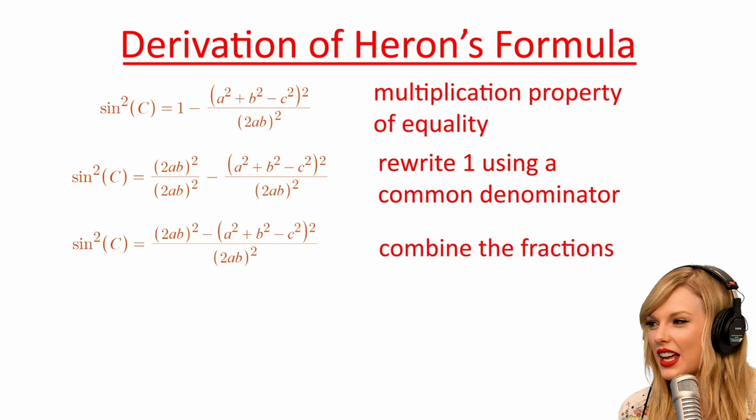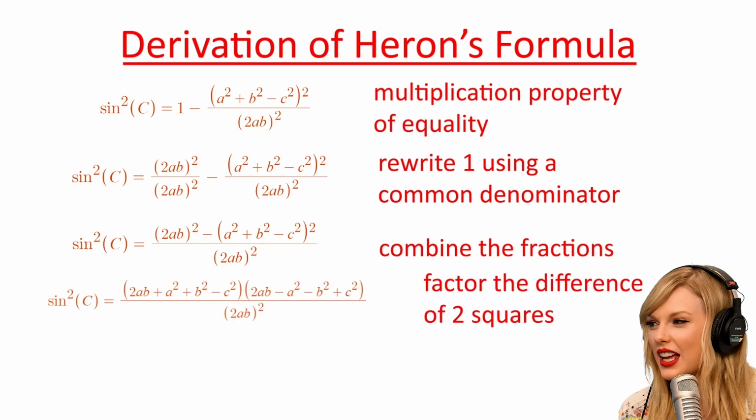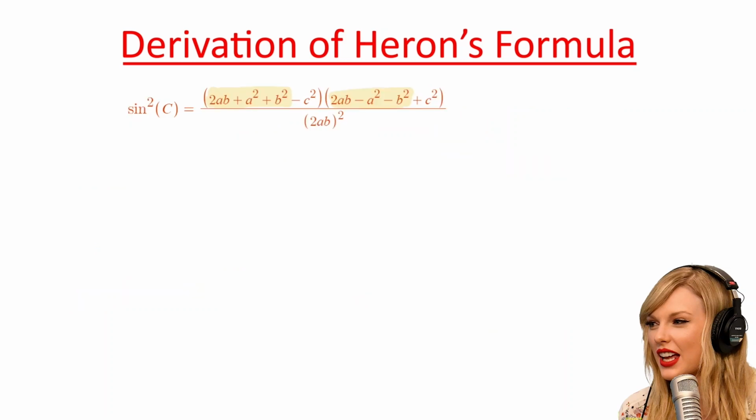It may not be immediately obvious, but what we have is a difference of two squares situation going on up on the top of the fraction. So we can factor the expression as such. I know the algebra is getting a little hairy here, but stick with me. These two expressions are surprisingly both perfect squares, so we can factor here too.